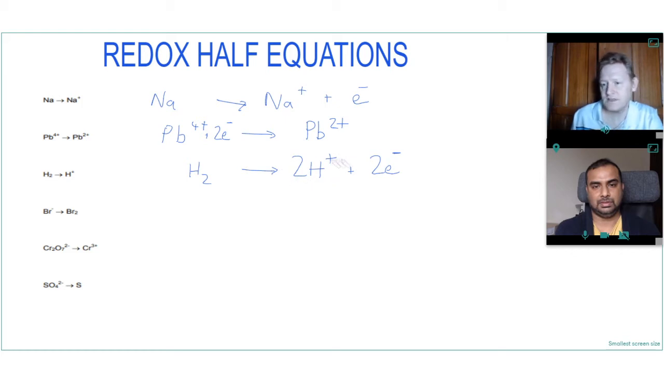We could also look at oxidation states here. Elements on their own have an oxidation state of 0, so they haven't been oxidized or reduced. And ions have an oxidation state of their charge, which here is +1. So from an oxidation state point of view, the hydrogen's gone from 0 to +1, so it's being oxidized. If it goes up, it's oxidized; if it goes down, reduced.